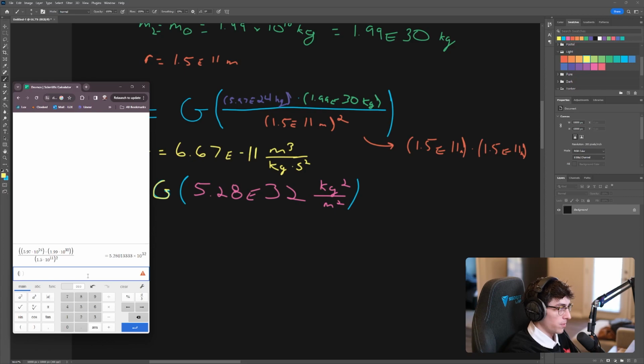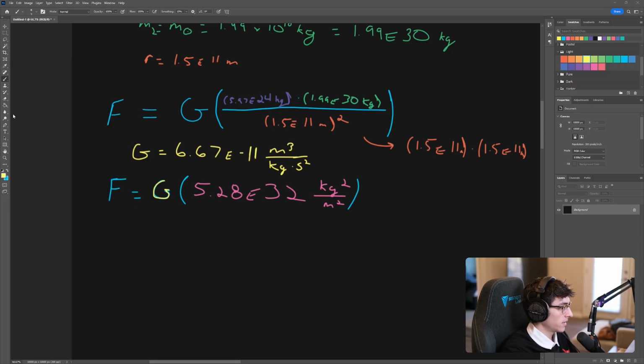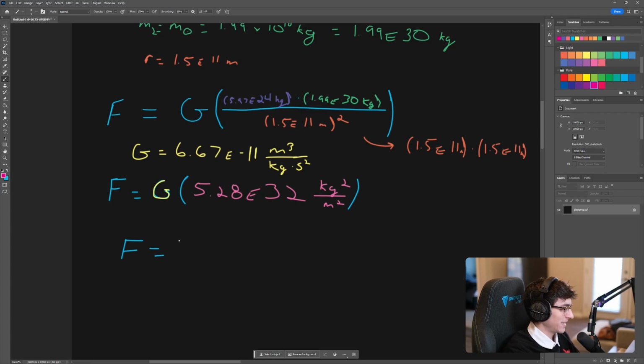So we're going to open up our parentheses and do 6.67 times 10 raised to the negative 11th, and then multiply this by 5.28 times 10 raised to the 32nd. And that will give us 3.52 times 10 to the 22nd. So I'm going to bring over here, force is equal to, let's go with a nice pink, 3.52 times 10 to the 22nd.